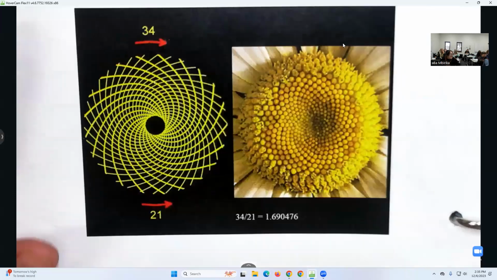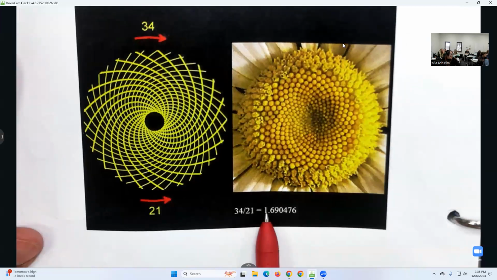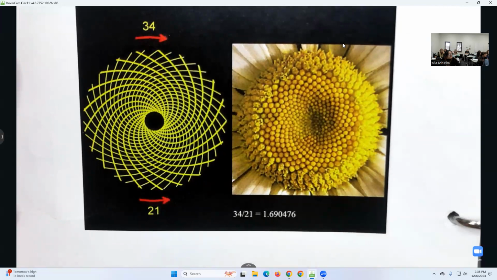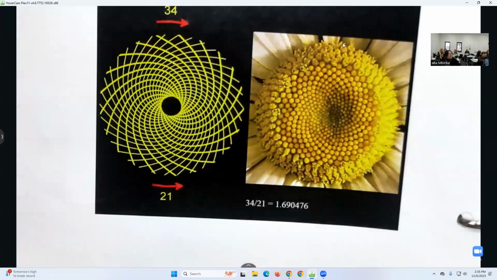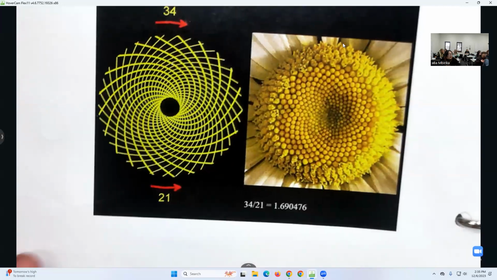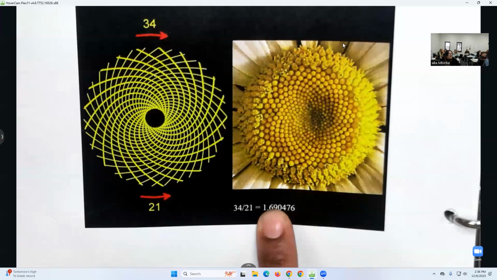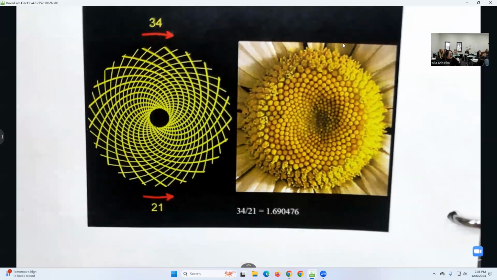All right, and then the ratio 34 divided by 21 is 1.69. Wow. And no, that's not a wow. Wow is about to come. That is nowhere near the golden ratio of 1.618. But check this out.